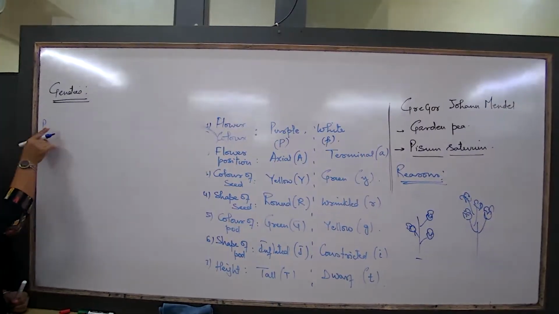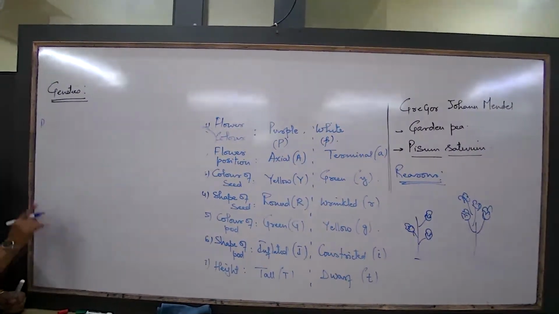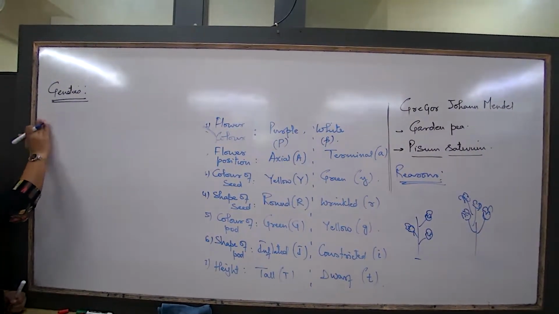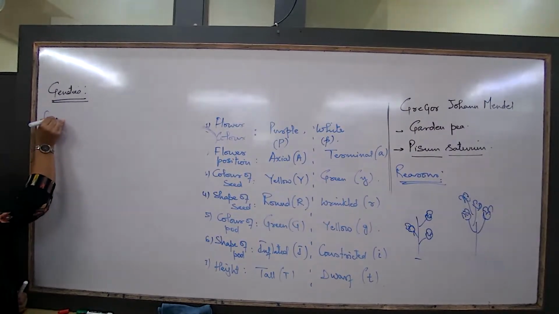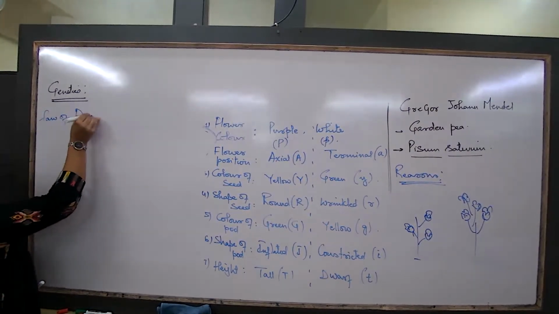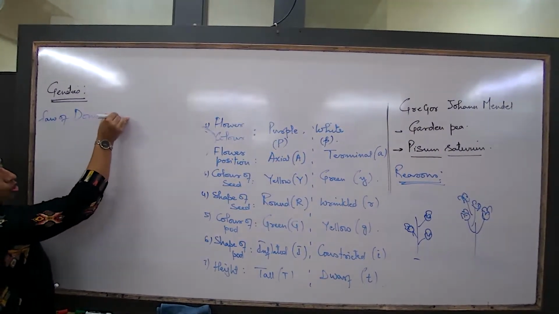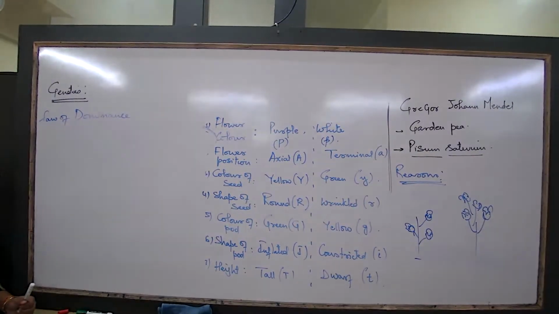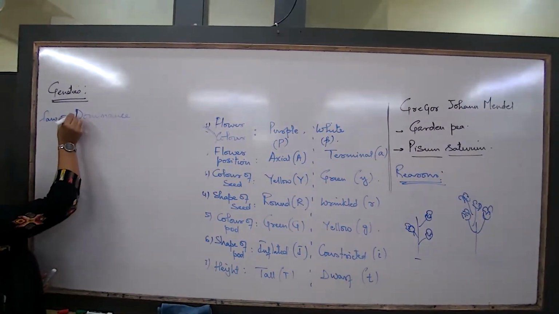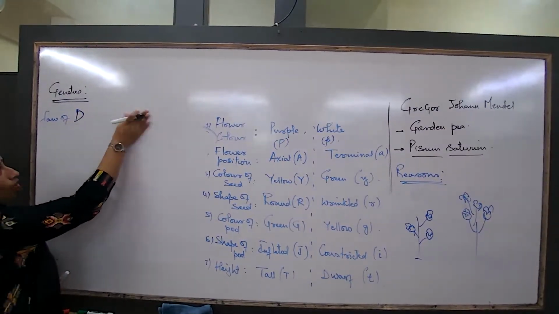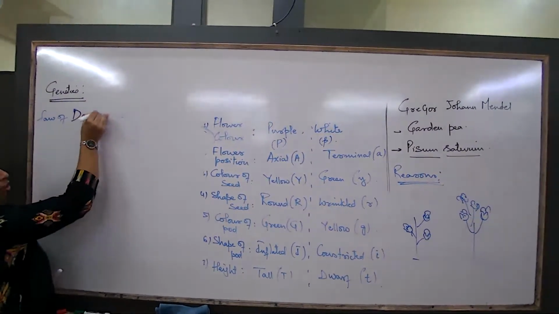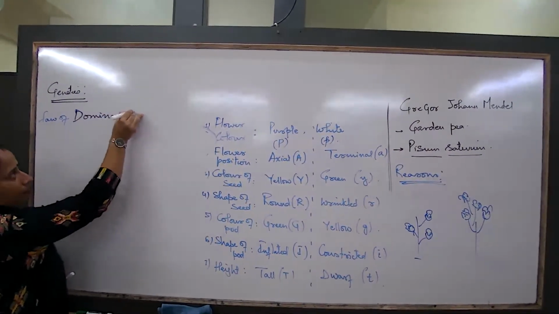On the left hand side, I start with the first law. What is the first law known as? The first law is known as the law of dominance. Let us learn how we write the law of dominance. How should we write it for an exam?